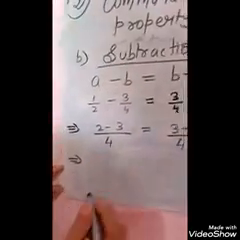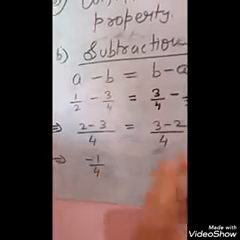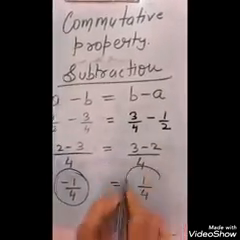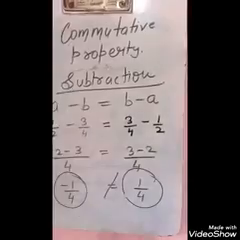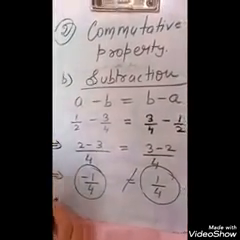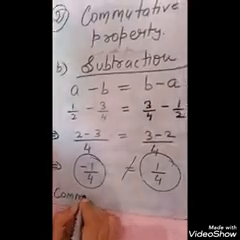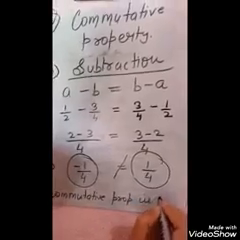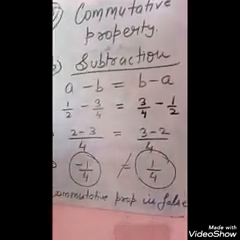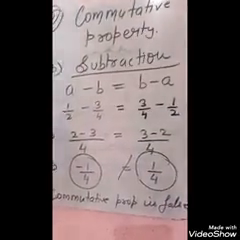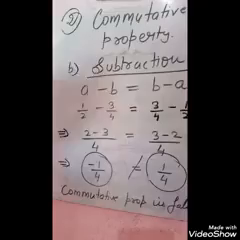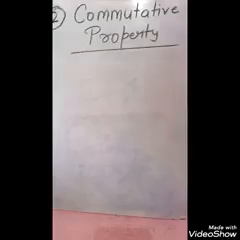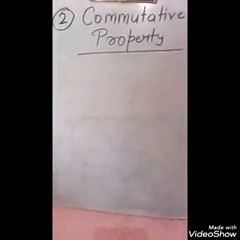On the left hand side we got minus 1 by 4, whereas on the right hand side we got 1 by 4. Is minus 1 by 4 equal to 1 by 4? No, it is not equal. So the commutative property is not followed. The commutative property is false for subtraction. As we have seen, for subtraction, the commutative property of rational numbers is false.